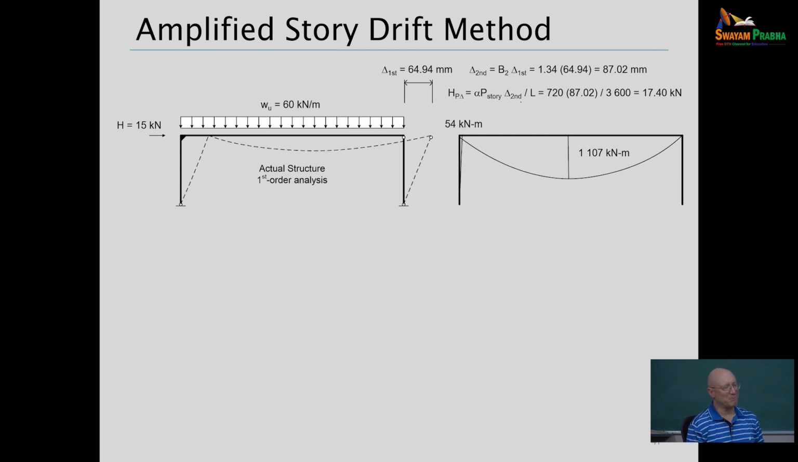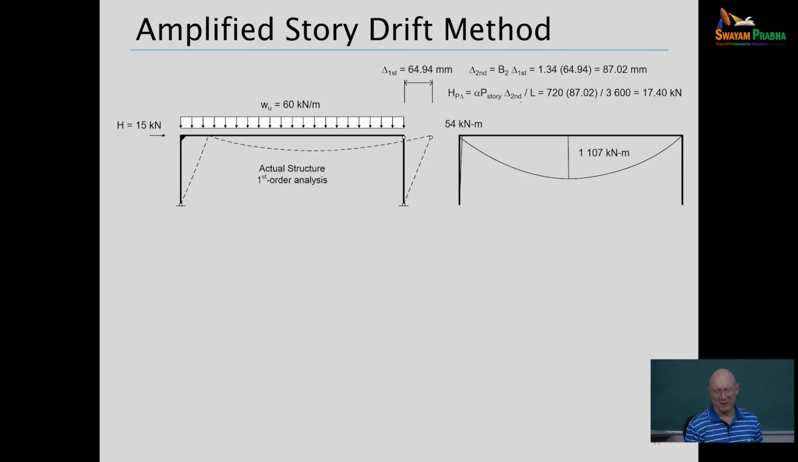What am I going to do? I run my first order analysis on the frame, ordinary first order analysis. Nothing fancy. Just analyze the frame. I get my drift. So my first order drift in this frame is 64.94 millimeters. I calculate my side sway amplifier B2.